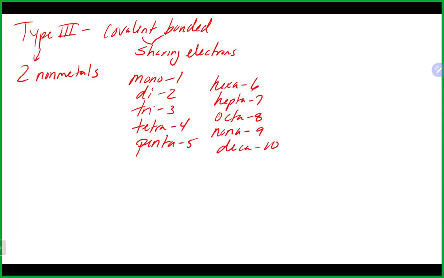Now, when we use these prefixes, there are a couple of rules and a couple of things that do occur that we need to be aware of. So one of the major rules is we do not use, again, mono on the first name. But it is, again, okay on the second name.